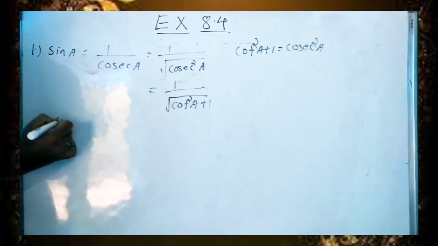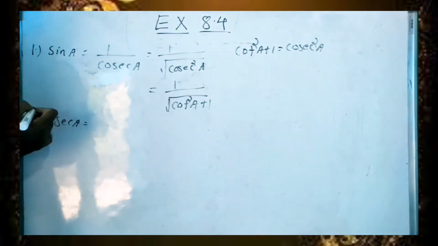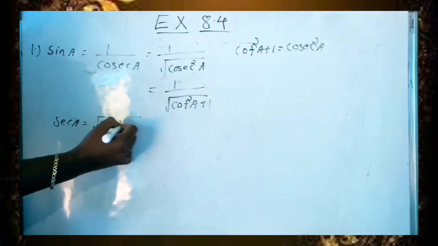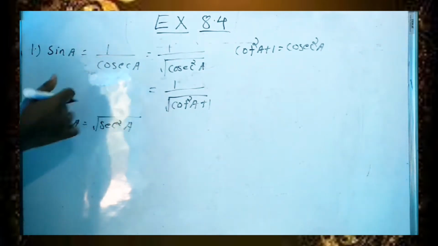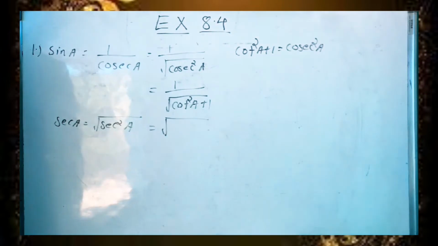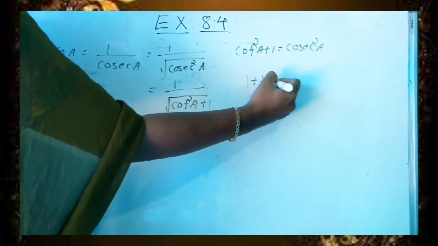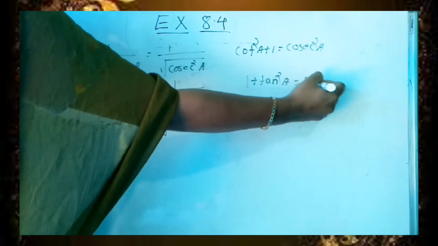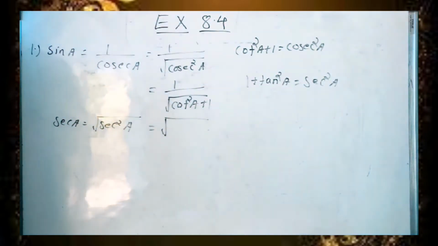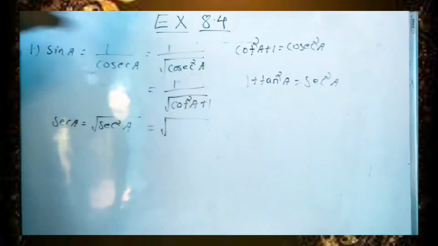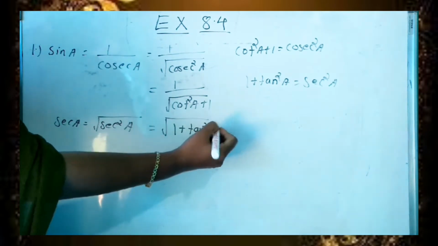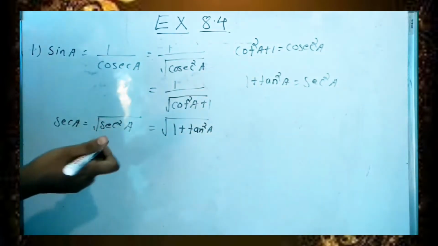Now sec A, that we can write as square root of sec square A. Here also the square and square root get cancelled. We have one identity, that is 1 plus tan square A is equal to sec square A. So I am going to replace this sec square A by 1 plus tan square A.